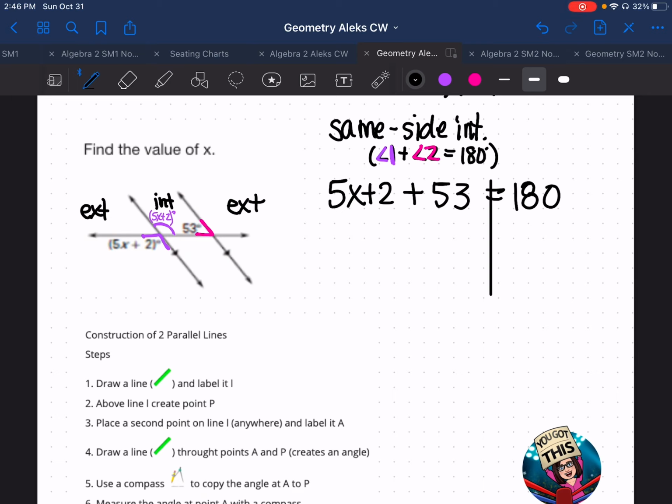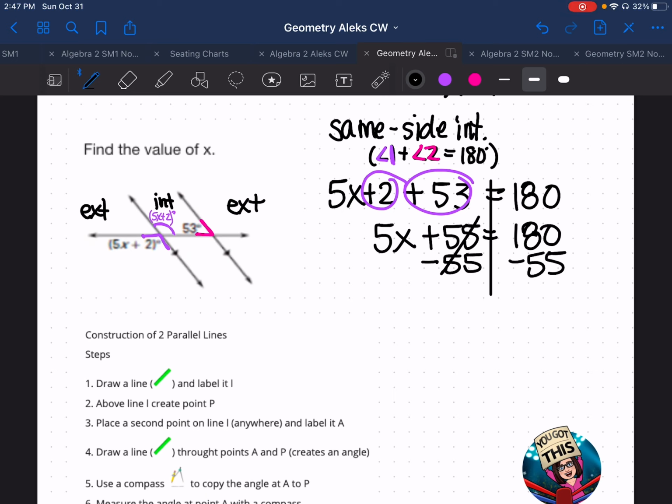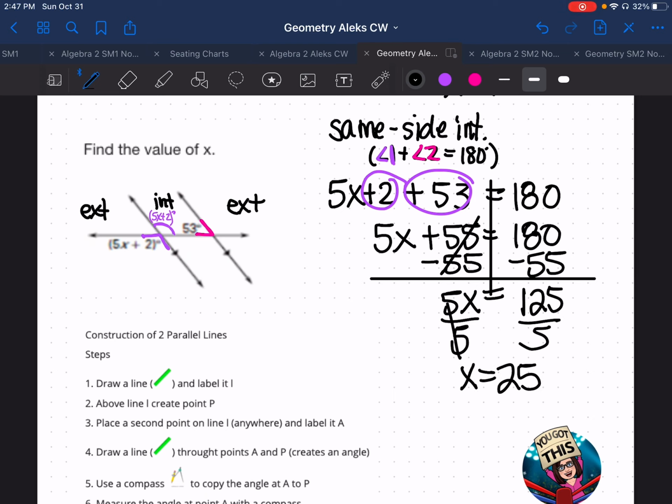I'm going to combine together the 2 and the 53 to get 55. But remember, you can take care of them each separately. Now I'm going to subtract 55. Oops, I already did that. I was going to cross it out again, which gives me 125. I'm going to divide by 5. X equals 25.